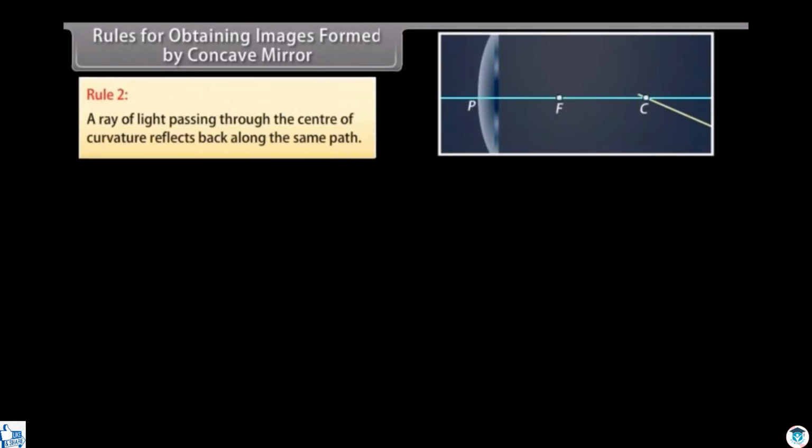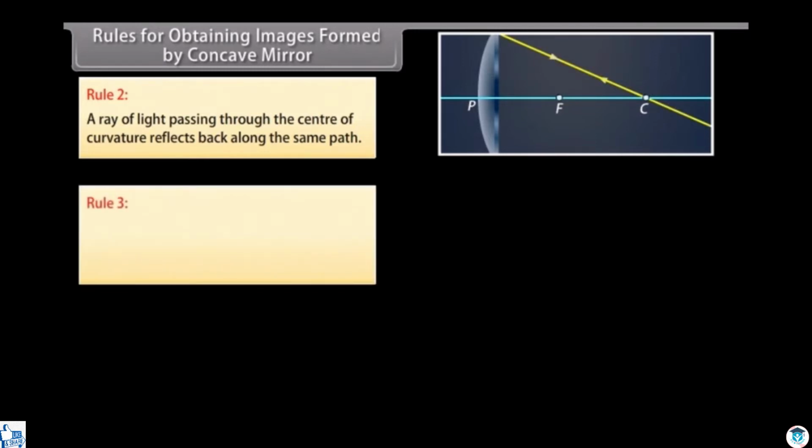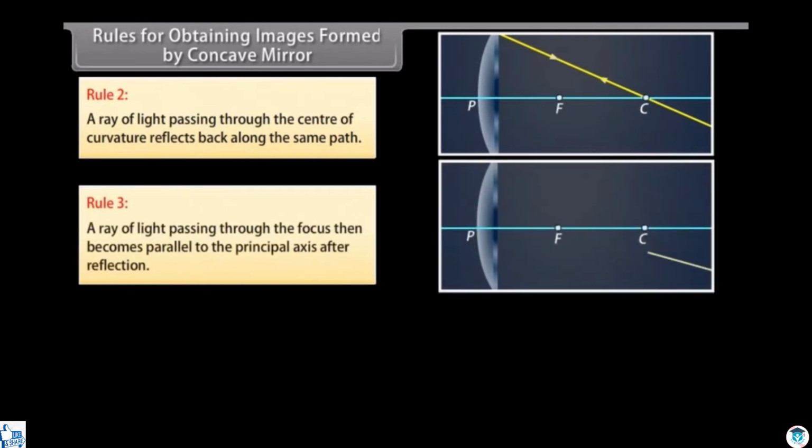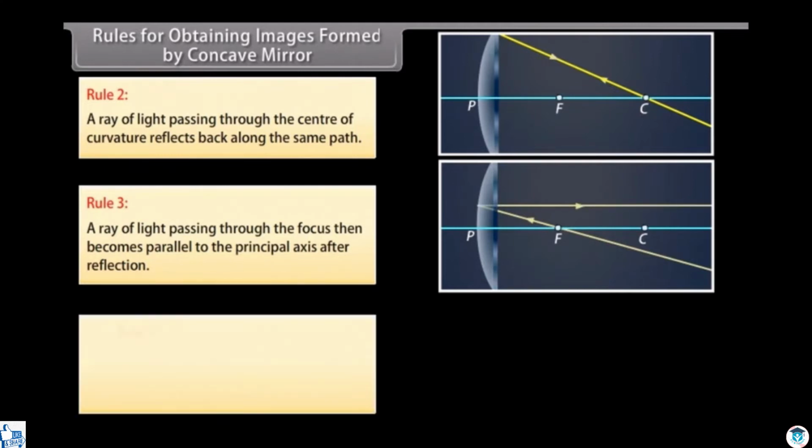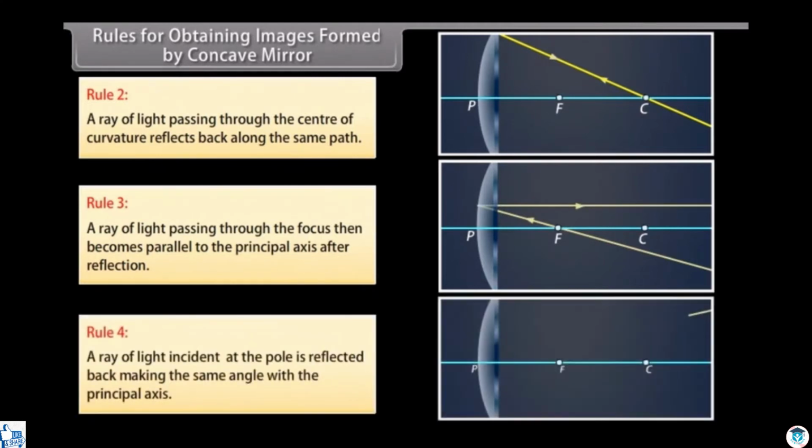Rule 2. A ray of light passing through the center of curvature reflects back along the same path. Rule 3. A ray of light passing through the focus becomes parallel to the principal axis after reflection. Rule 4. A ray of light incident at the pole is reflected back, making the same angle with the principal axis.